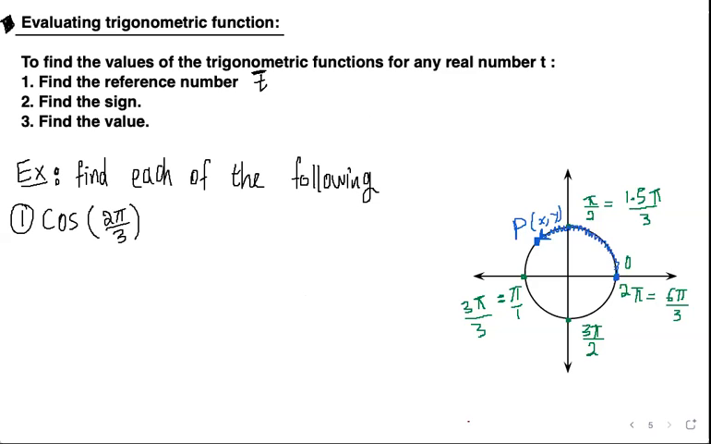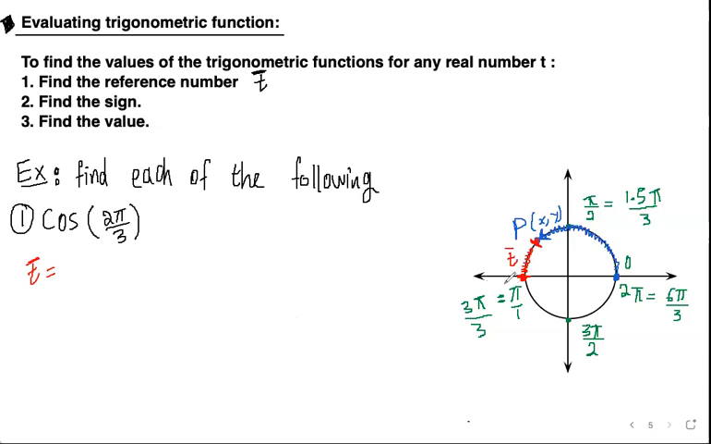Okay. Now let's do the steps. Find the reference. What is the reference? The reference is the shortest distance between my terminal point, between here, and the x-axis. So this is my t-bar. What is the t-bar from last time? What is the distance between the x-axis and the terminal point? What is the t-bar here? Pi over 3.